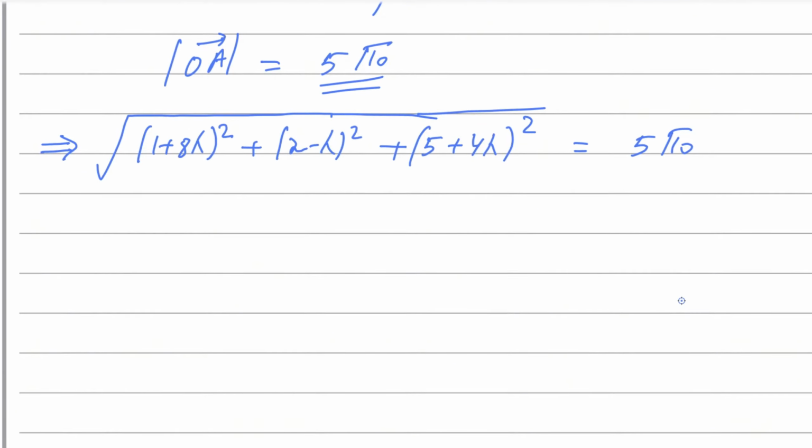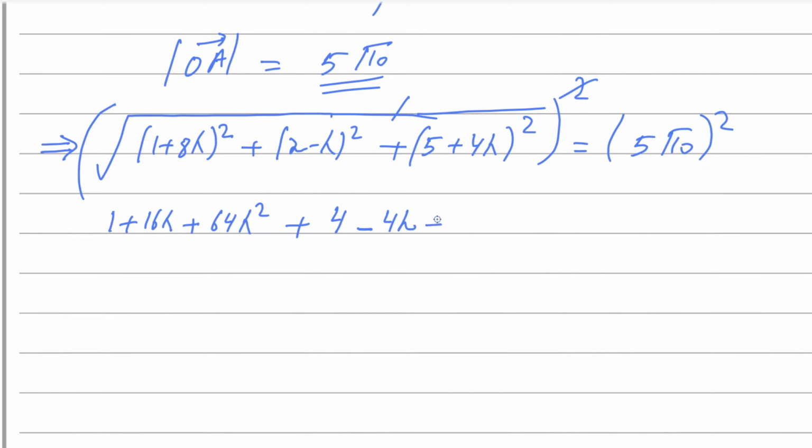In the next step, you can take the square of both sides to get rid of the square root. If you take the square of both sides, on the right side the answer will be 25 multiplied by 10, which is 250. Later we will write that. Let us expand the brackets here. 1 plus 8 lambda squared is equal to 1 plus the product 16 lambda plus 8 lambda squared, which is 64 lambda squared. Now expand this bracket. That will be equal to 4, and the product will be 2 times 2 times lambda, so it will be 4 lambda plus lambda squared.